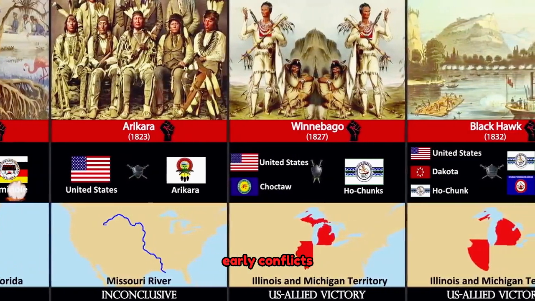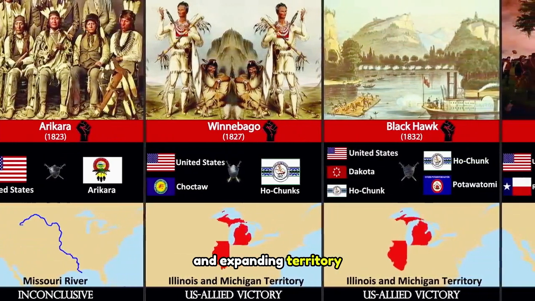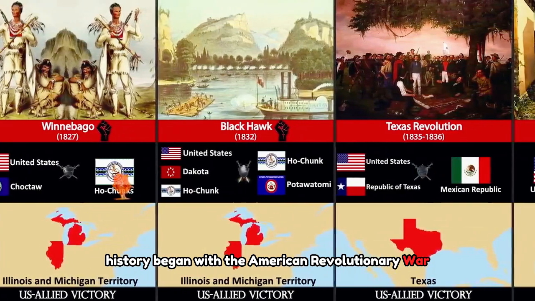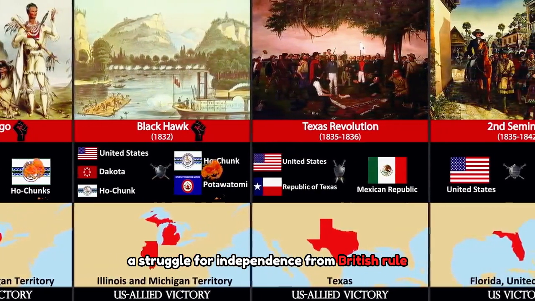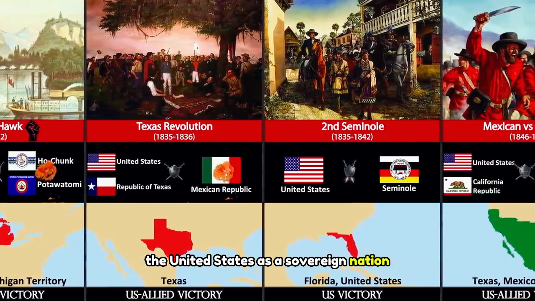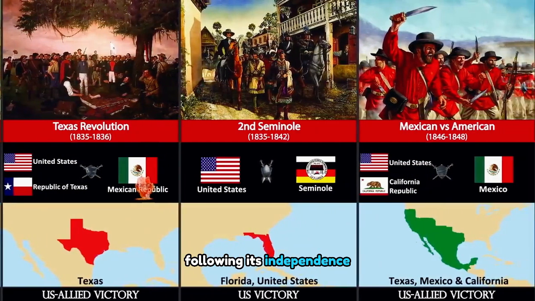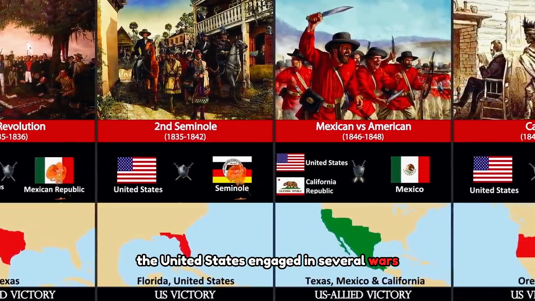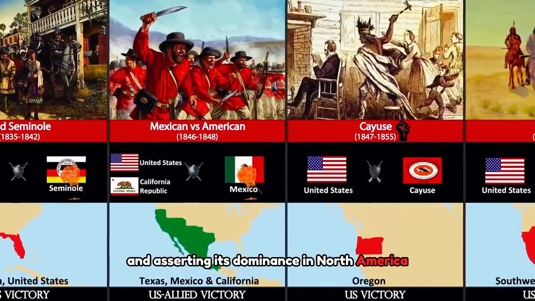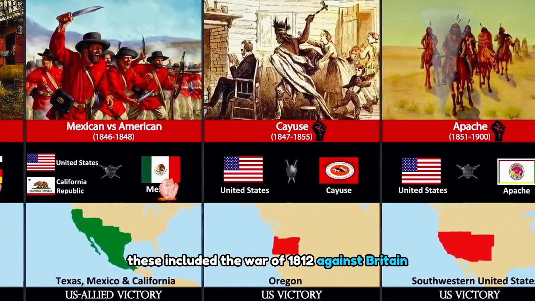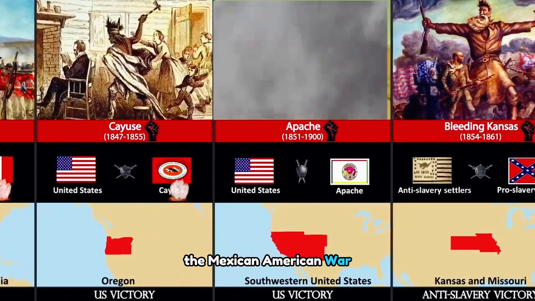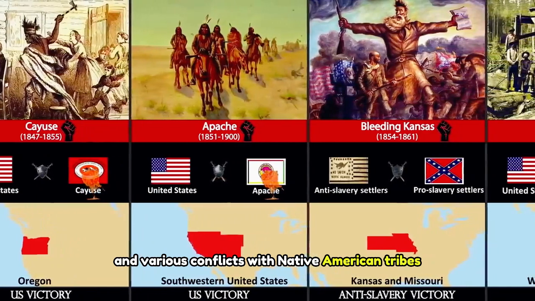Early conflicts, establishing independence and expanding territory. The United States military history began with the American Revolutionary War, a struggle for independence from British rule. The war resulted in the establishment of the United States as a sovereign nation. Following its independence, the United States engaged in several wars aimed at expanding its territory and asserting its dominance in North America. These included the War of 1812 against Britain, the Mexican-American War, and various conflicts with Native American tribes.